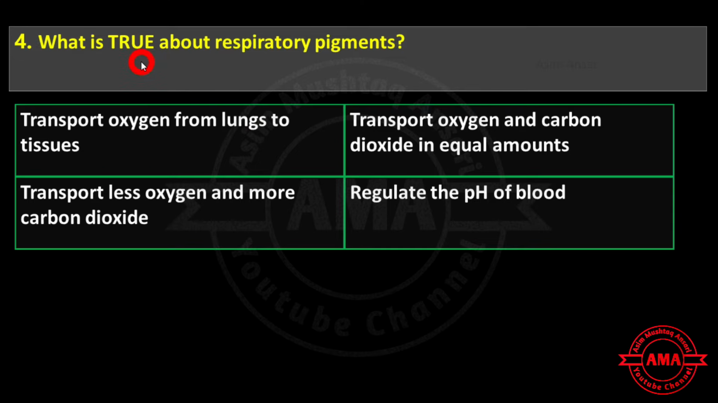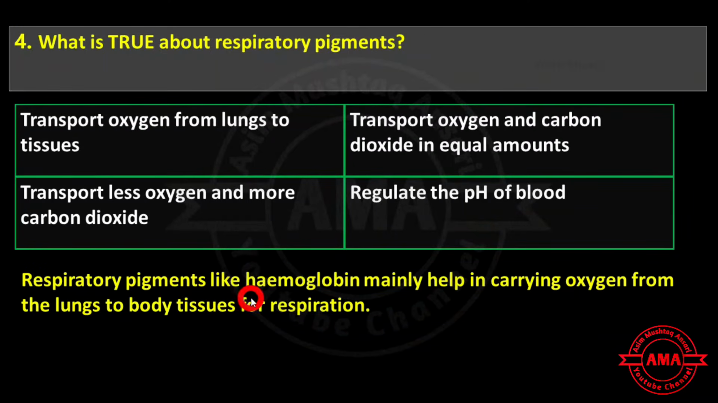Next is: what is true about respiratory pigments? Transport oxygen from lungs to tissues. Transport oxygen and carbon dioxide in equal amounts. Transport less oxygen and more carbon dioxide. Fourth option is regulate the pH of blood. Respiratory pigments like hemoglobin mainly help in carrying oxygen from the lungs to body tissues for respiration. So the exact answer is transport oxygen from lungs to tissues.